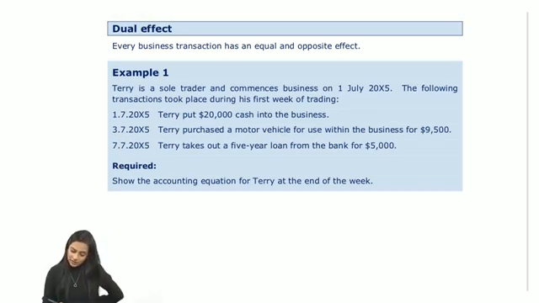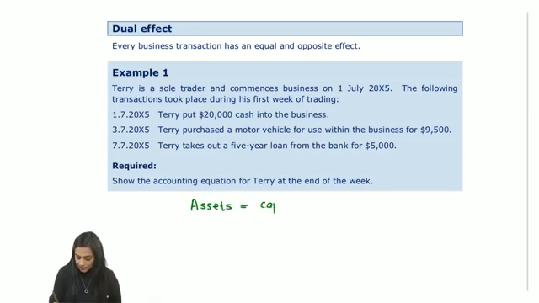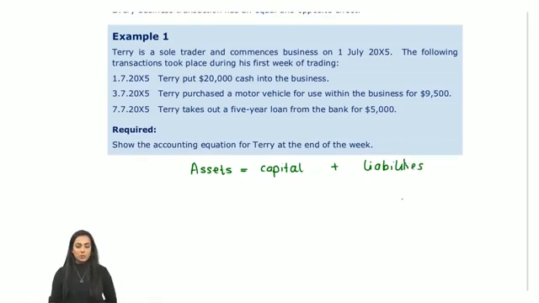Show the accounting equation for Terry at the end of the week. So the accounting equation is that assets is equal to capital plus liabilities. I'm going to show that the accounting equation is going to be balancing no matter what happens. So we've got Terry, a sole trader, who commences business on July 15.